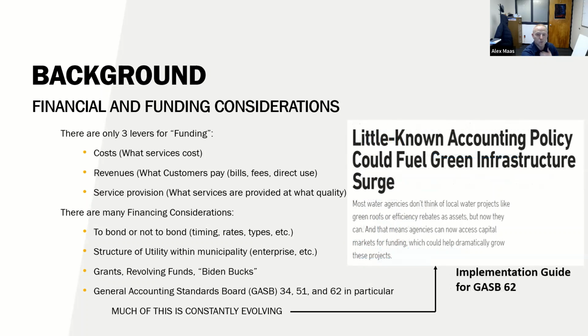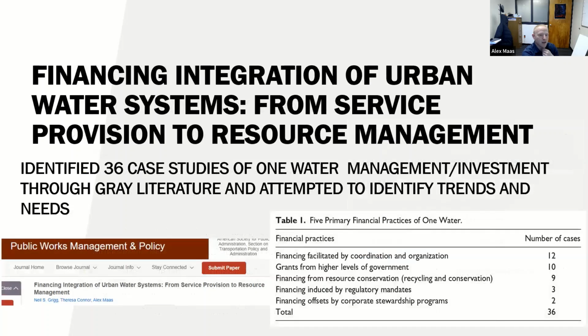We instead sort of looked at a much higher level. So a lot of the questions that were out there early on were actually cleared up by the implementation guide for GASB 62. We did still, however, try to look across the industry, talking to stakeholders, looking at gray literature, and try to put together trends that we saw in specifically financing. The goal was to move from this service provision to actual resource management, right? How do we get away from this pay-for-service model to one that actually can support One Water?